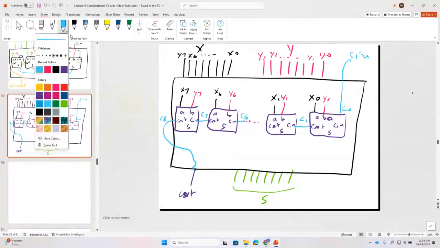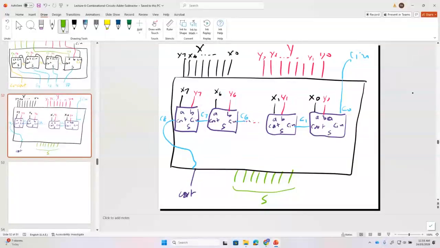And this S is connected to what? S0. This S is connected to S1, and then dot dot dot, these are other stages. I'm not going to show them. And this S is connected to S6, and then S7. Any question?